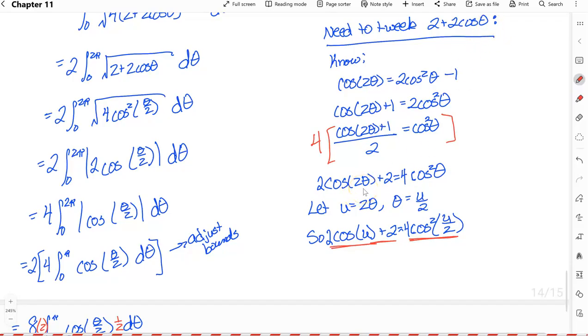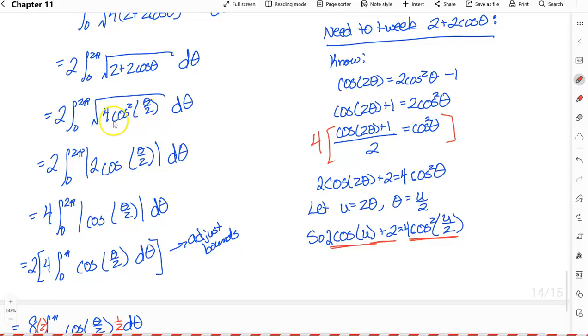So let's do a u substitution. Let u be equal to 2 theta. Then theta, if I solve that, would be equal to u over 2. So now I have 2 cosine of u plus 2 is equal to 4 cosine squared of u over 2. So we derived something we could use. That 2 plus 2 cosine of theta could be rewritten as 4 cosine squared of theta over 2. So that's what we've done in that next step.